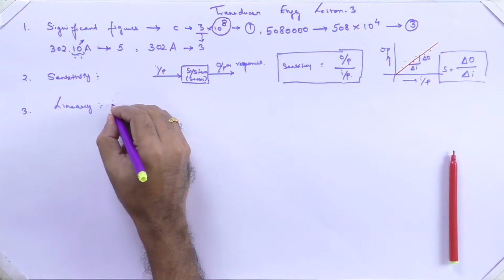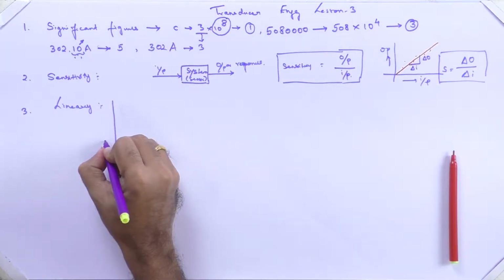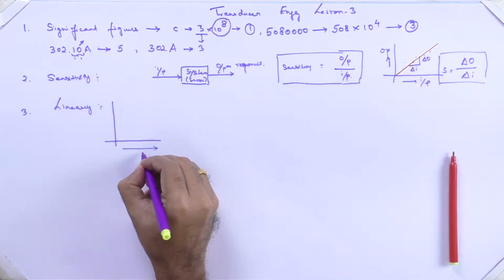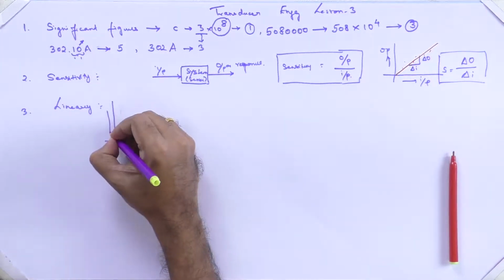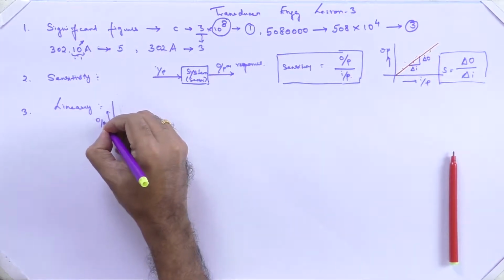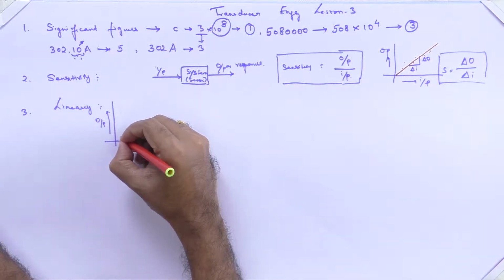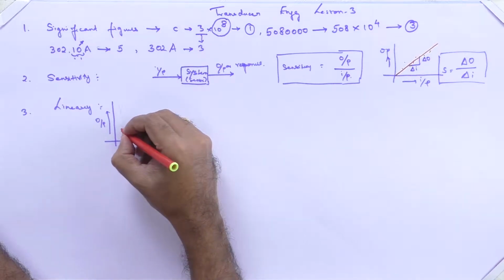Let us take a system and we are giving in some inputs and then expecting some outputs, and let me draw the system. This is an input, and this is the output. For an input given, let us take the system response in this manner.